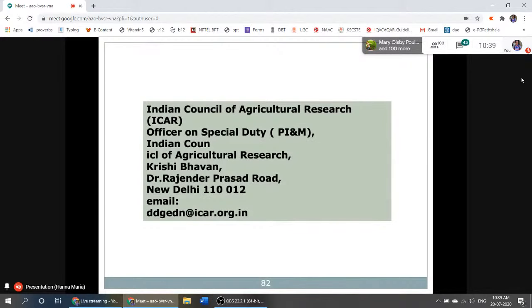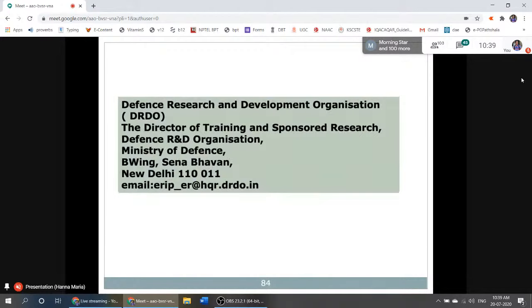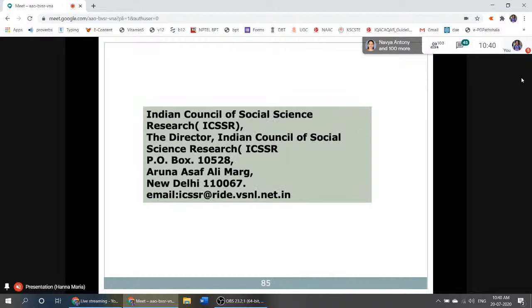ICAR, anything related to agriculture, ICAR will fund you. ICMR, we had two big programs from ICMR. Anything related to medical, ICMR will fund you. DRDO, we have had several programs, one I am running now. It will give you very good funding, very close to 1 crore, 2 crores.